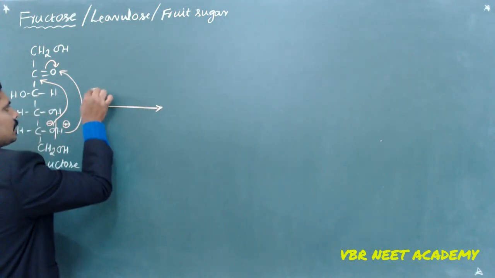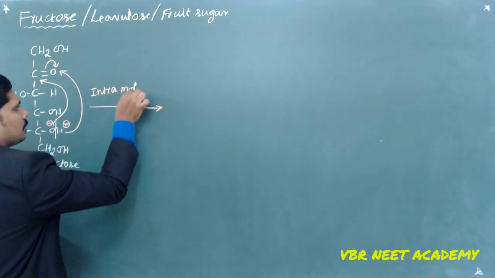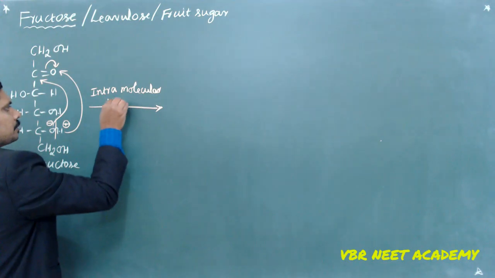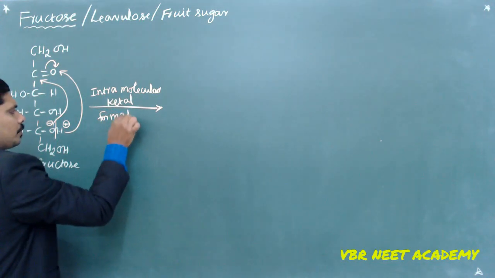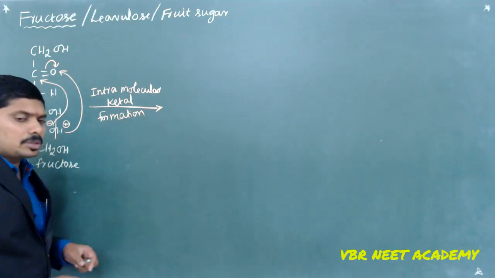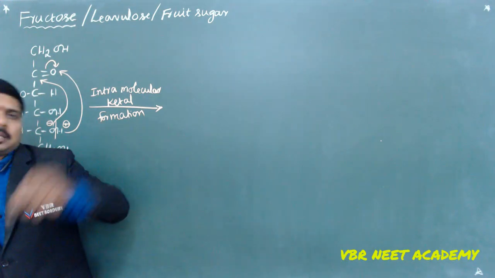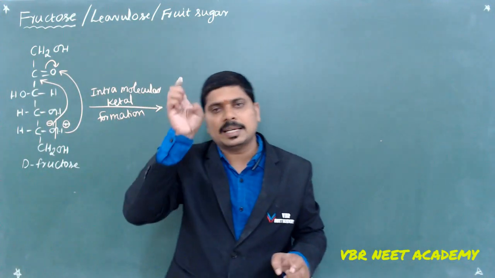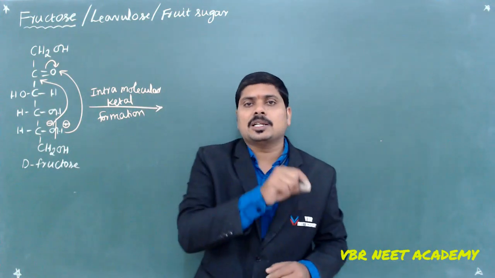This is called intramolecular ketal formation. The glucose undergoes cyclization due to intramolecular hemiacetal formation, whereas the ketone, the fructose, is going to have the cyclization due to intramolecular hemiketal formation.